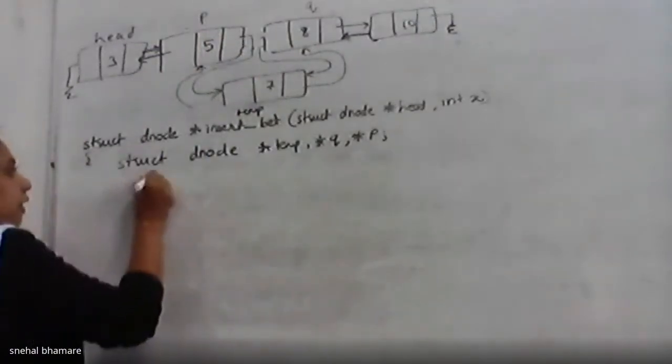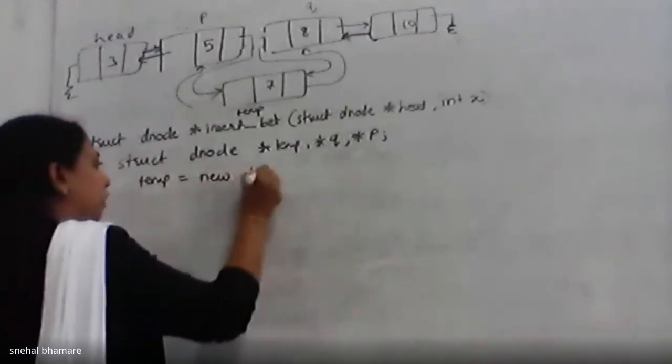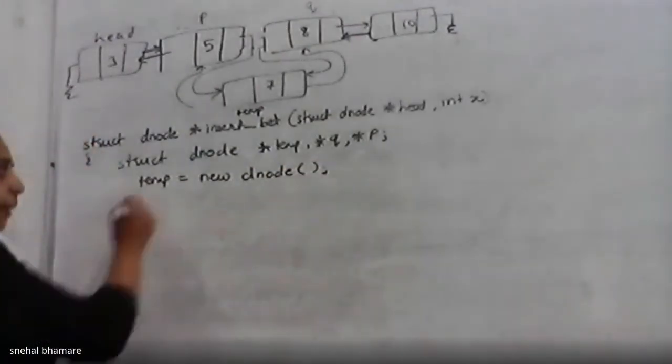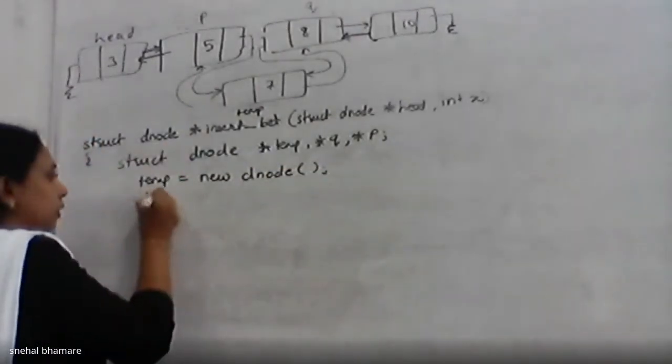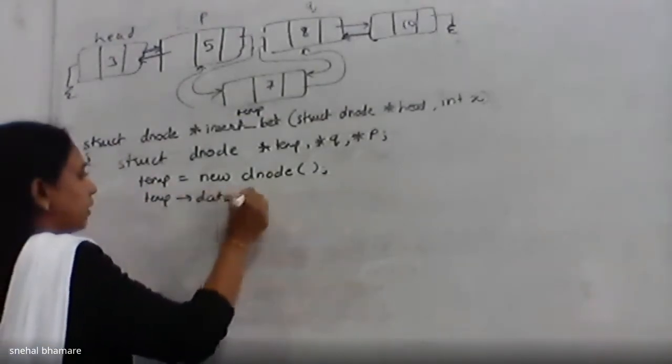Hence, no memory will be allocated for P and Q. Only we will allocate memory for the temp node. So, temp is equals to new dnode. Then, in the data part of temp, copy the data value. Temp data is equals to x.